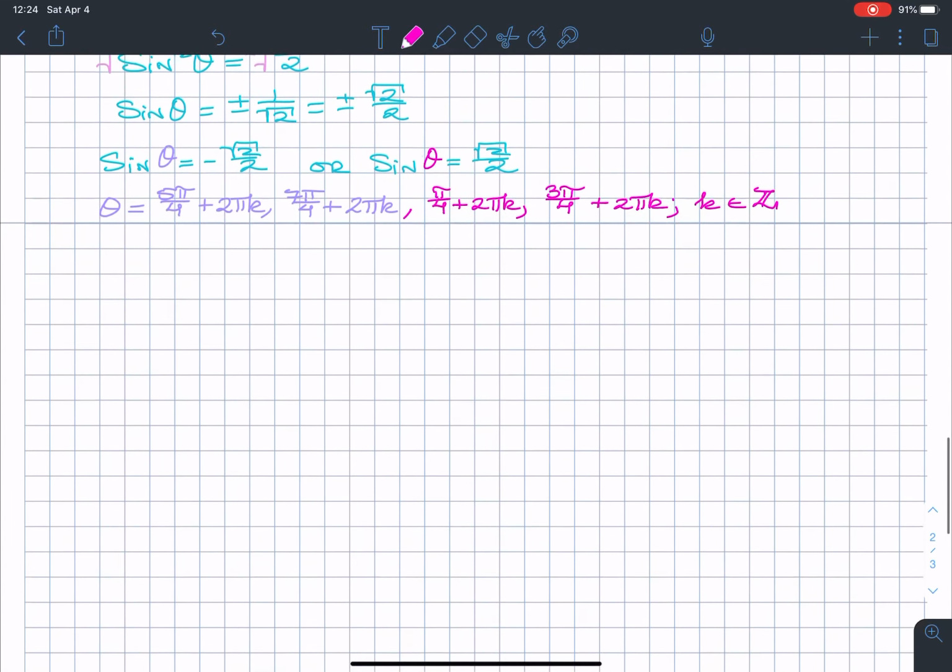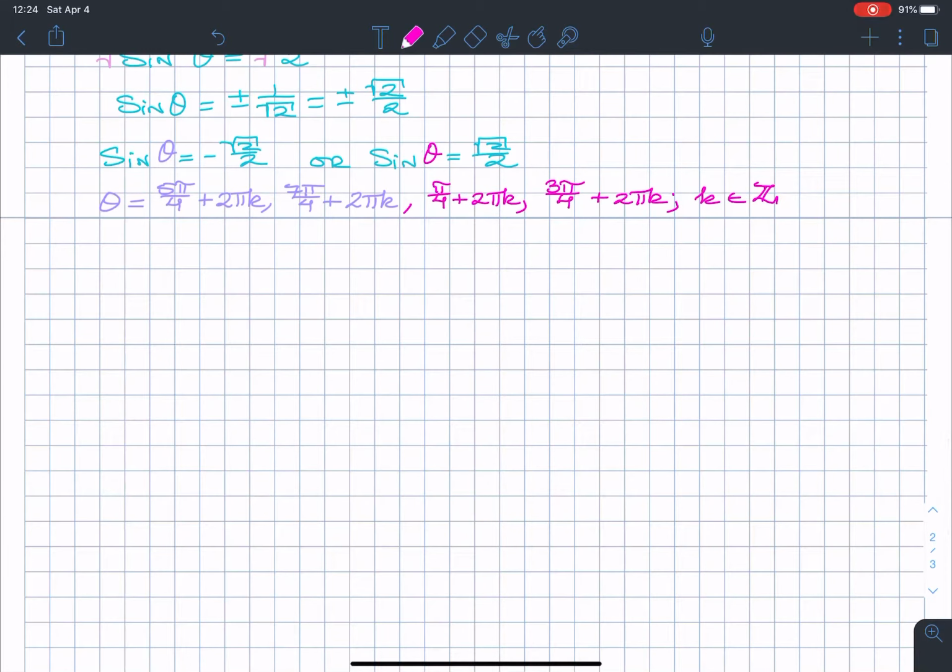Okay, so let's try another one, shall we? Okay, so number 2, what do we have here? We have 6 times tangent squared theta minus 2 root 3 times tangent of theta is equal to 0. Okay, so let's rewrite this. 6 times tangent squared theta minus 2 root 3 times tangent theta is equal to 0.